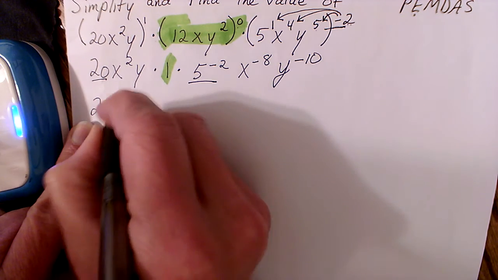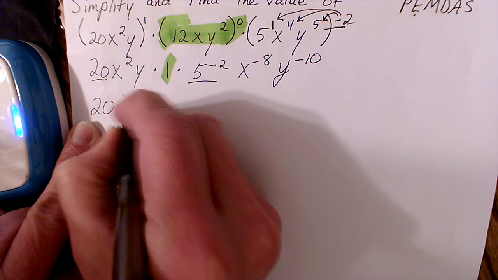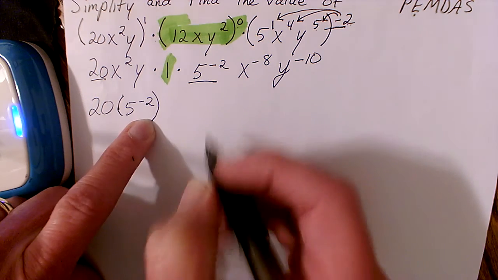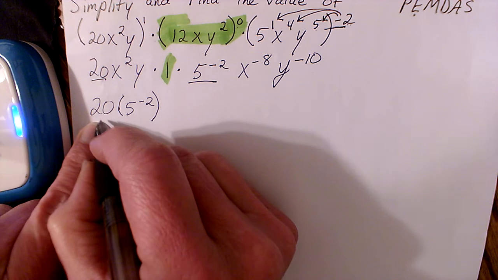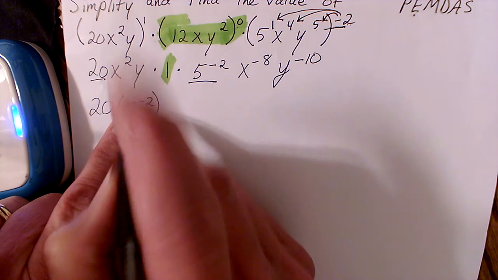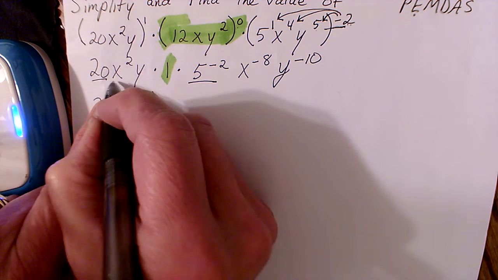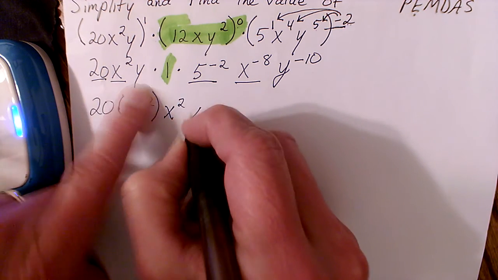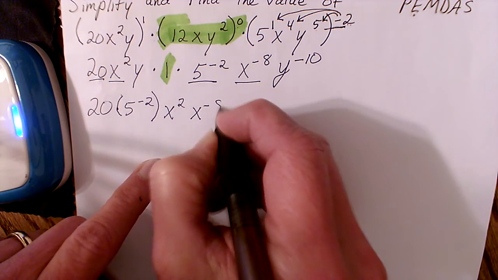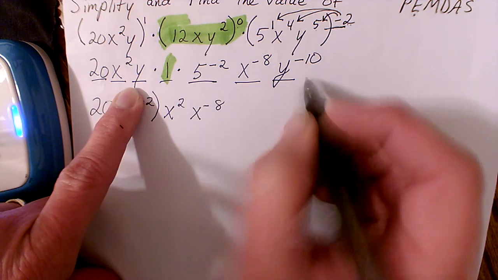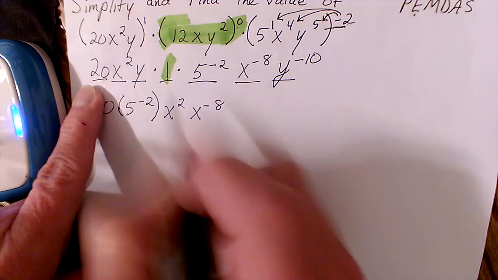I'm going to go ahead and bring this times 5 to the -2. Let me put it in parentheses. I think that'll make more sense. So I've brought that over here, but I cannot do anything with that in this 20 at this point. I'll deal with that 5 to the -2 in another step. Let's go ahead and write the x's together. So here I had x squared. Here I had x to the -8. And now we'll write the y's next to each other. And so here I had a y. I'd already taken care of that 1, so I wanted to mark it.